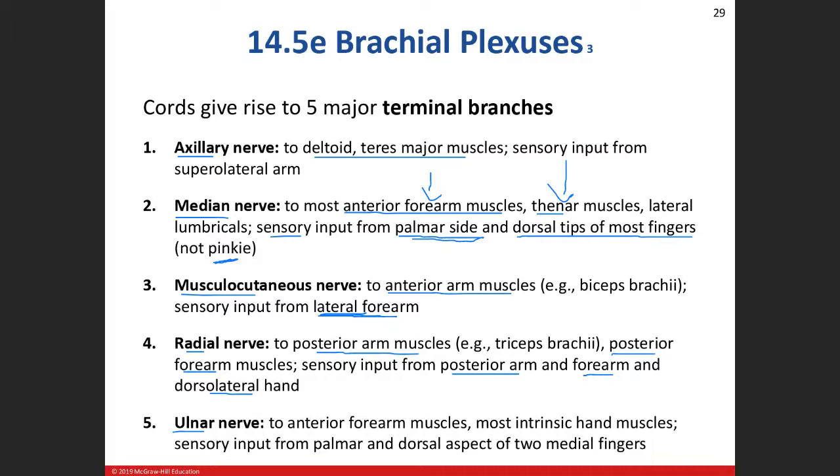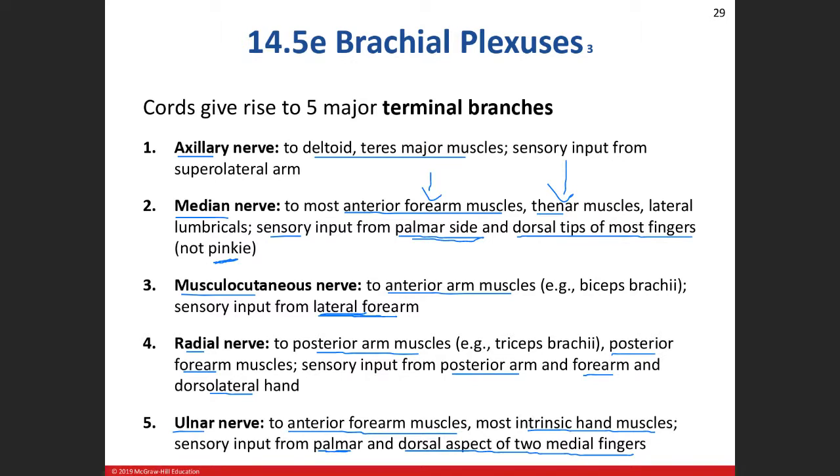Finally, the ulnar nerve is going to be the anterior forearm muscles. Those are some of the muscles that help with flexion. Intrinsic hand muscles are some of the muscles for finger flexion. For sensory input, it's also on the palm portion, but also the dorsal aspect, which is the back side of your hand, on the medial fingers. What is that? Your pinky and your ring finger. It'll be on the outside, on the back portion there.